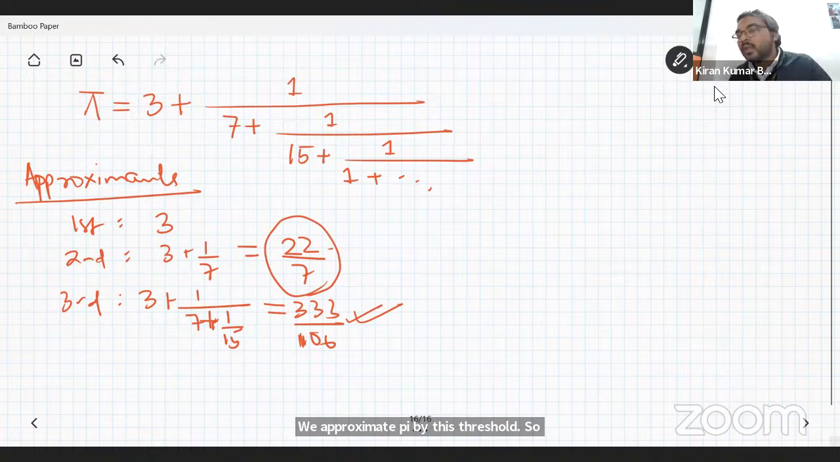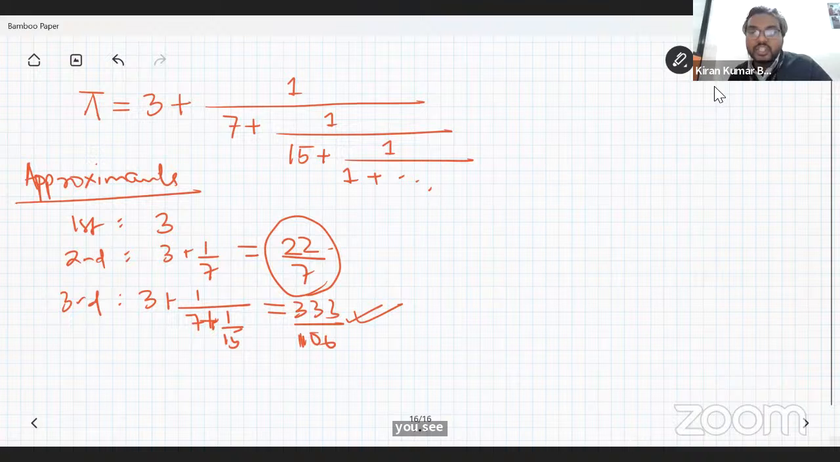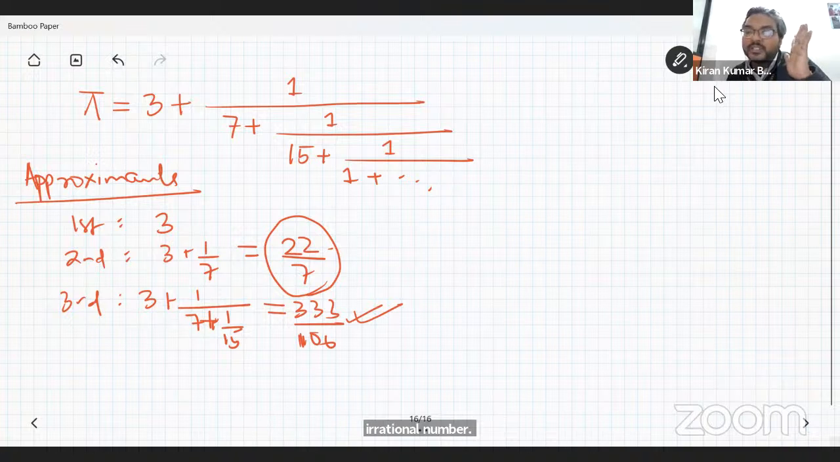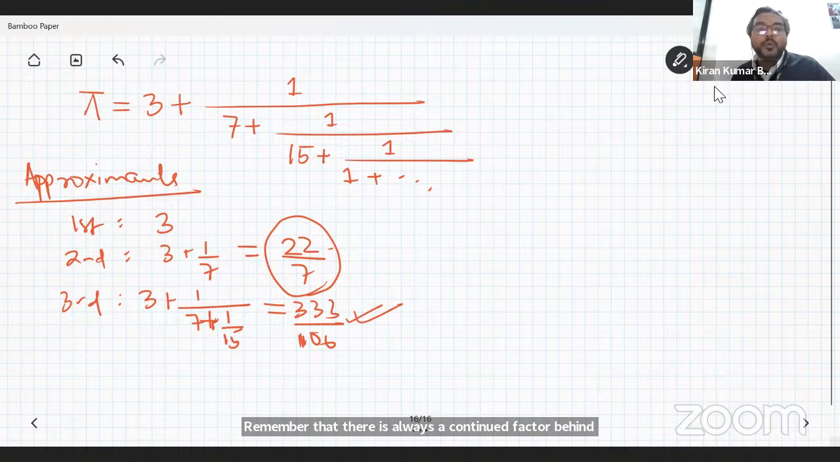So anywhere you see a rational number being used to approximate an irrational number, remember that there is always a continued fraction behind it. Okay, I'll stop here. Hope I have given you enough motivation to study continued fractions.